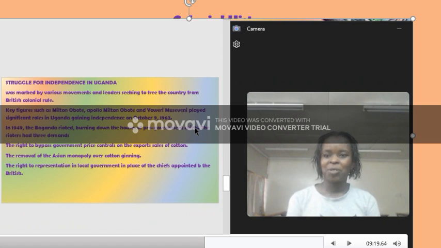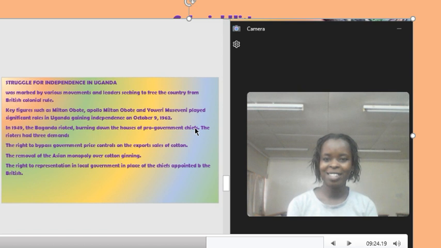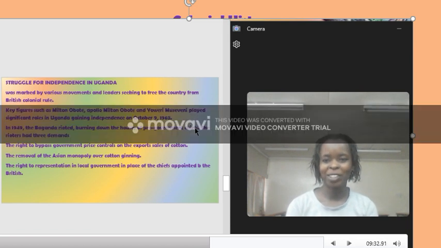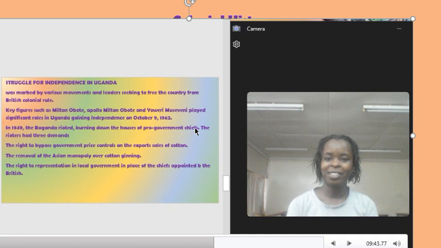The struggle for independence in Uganda was marked by various movements and leaders seeking to free the country from British colonial rule. Key figures such as Milton Obote, Apollo Milton, and Yoweri Museveni played a significant role in Uganda gaining independence on October 9, 1962. In 1949, the Baganda rioted, burning down the houses of government chiefs.